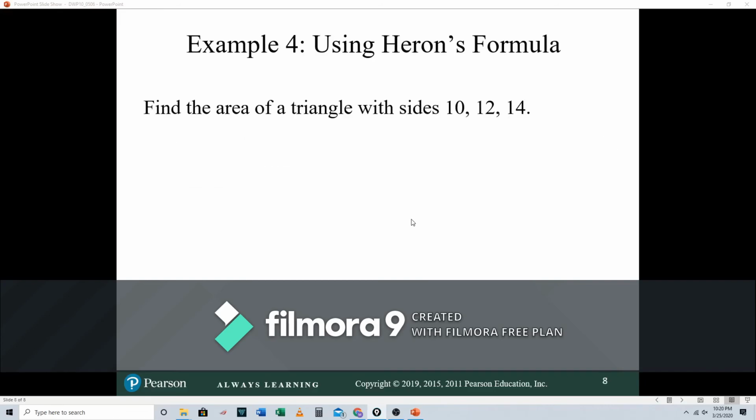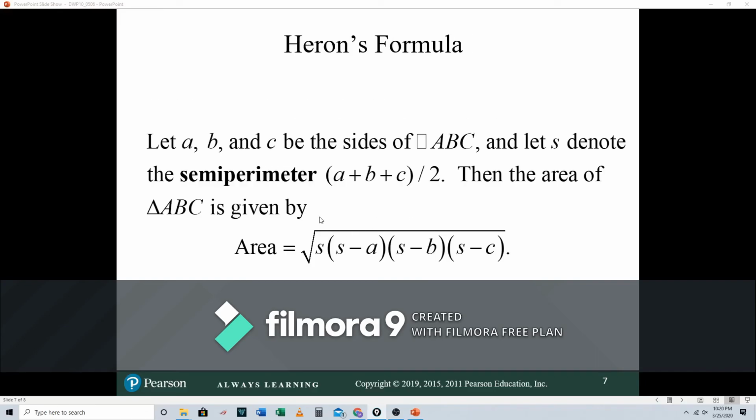All right. So here is Heron's formula. This is for side, side, side. First thing we have to do is find what's called the semi-perimeter, which is half the perimeter. So it's 1/2 the perimeter, and then the area is going to be the square root of that semi-perimeter times the product of the semi-perimeter minus each side.